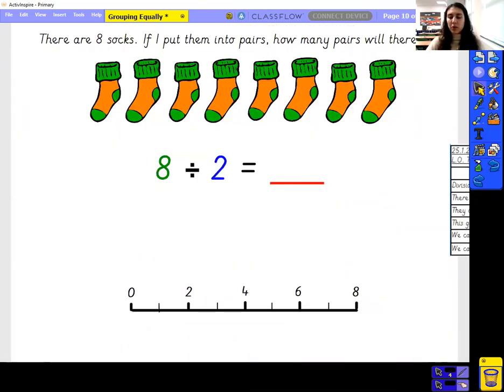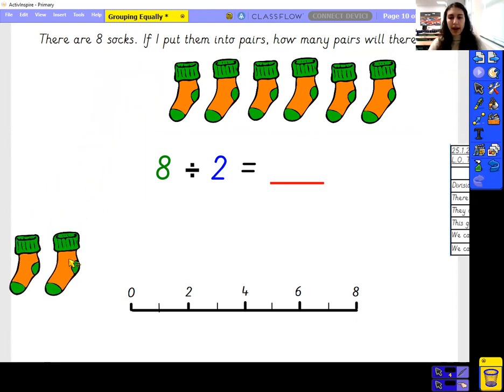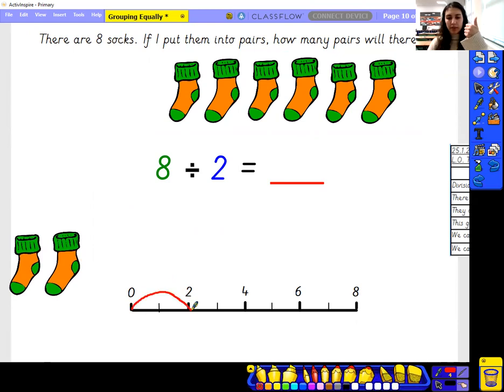Super, so now what we're going to do is we're going to go back to our original example of 8 socks. And what we're going to do is we're going to use a skill that we already learned in multiplication to try and work this out. And that skill is going to be skip counting. So what we're going to do is we're going to say there are 8 socks. If I put them into pairs, how many will there be? So I've got 8 socks. So one pair would be 2. There you go, 2.